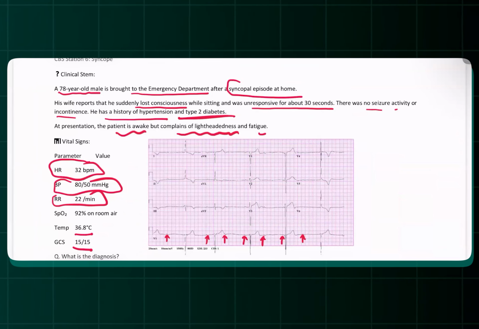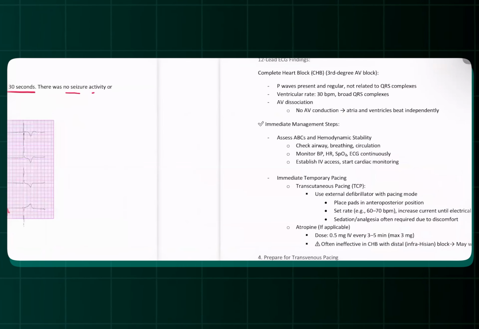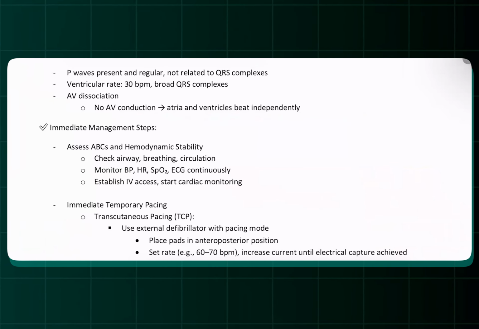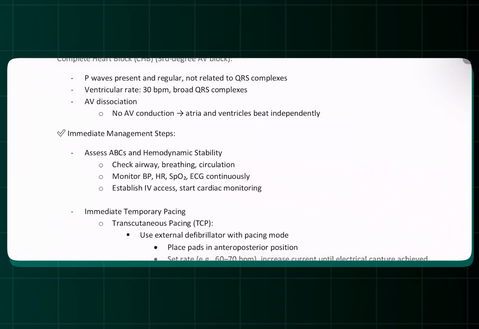You don't see any synchronization between them. So this is complete heart block, that is third degree AV block. There are P waves present and regular, not related to QRS. Ventricular rate is 30 per minute, broad QRS complexes, no AV conduction, atria and ventricles beating independently of each other.